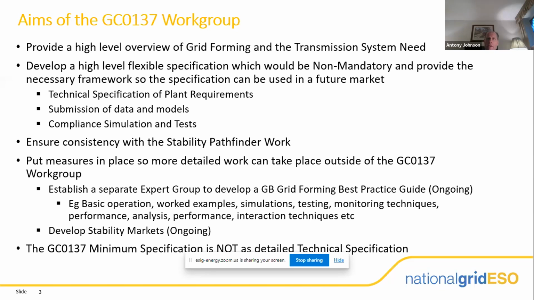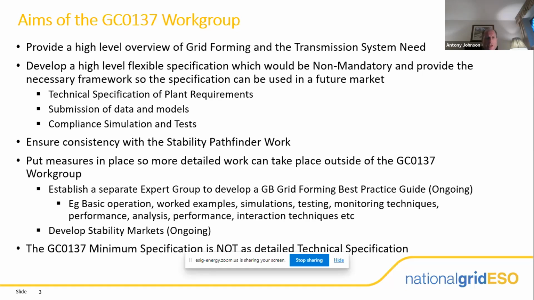So the actual grid code itself isn't a formal functional specification, it's a set of high-level requirements. During the process, we got a lot of comments about how this specification should develop. So things like, can you provide some examples of work examples, simulations, testing and monitoring techniques? What's a good performance? What isn't a good performance? How does it interact with other plants on the network? So the best practice guide is looking at those sorts of things, and Dechao will be saying a little bit more about that in a few minutes.